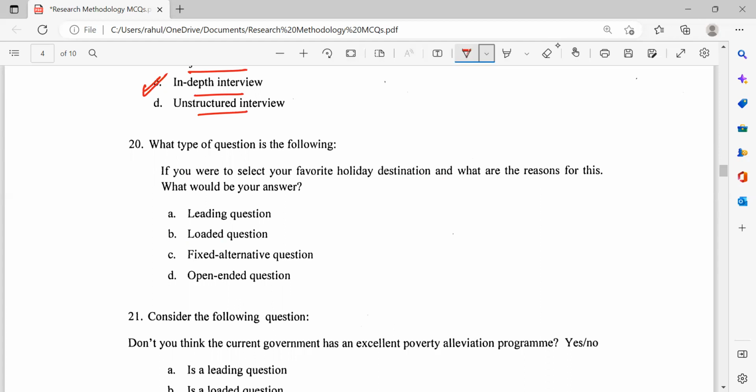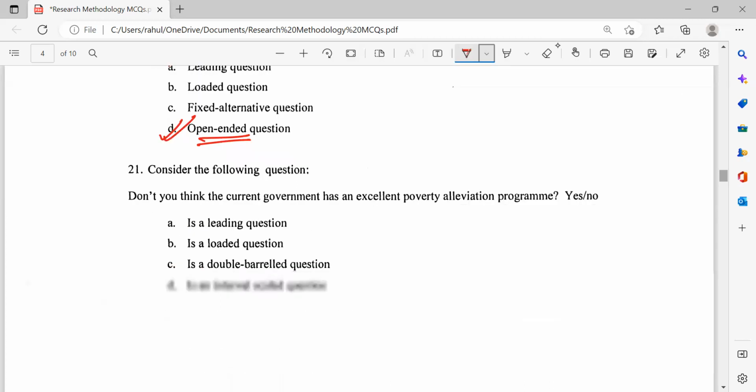Okay, question number 20. What type of question is the following? The question is, if you were selected your favorite holiday destination and what are the reasons for this, what would you answer? Leading question, loaded, fixed alternative, or open? 100% it is an open-ended question, right? So option D is the correct answer.